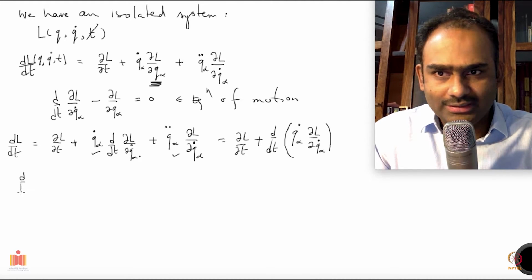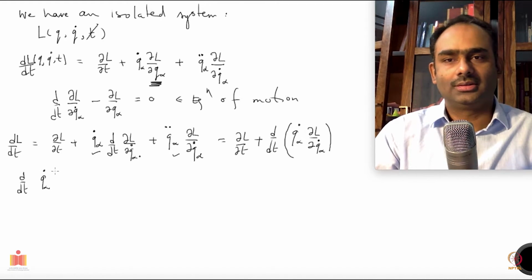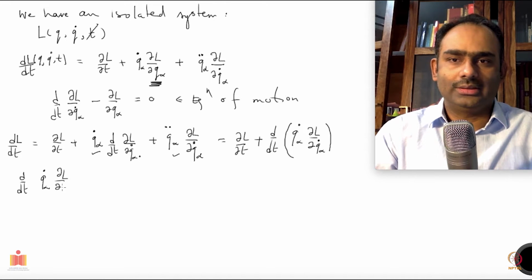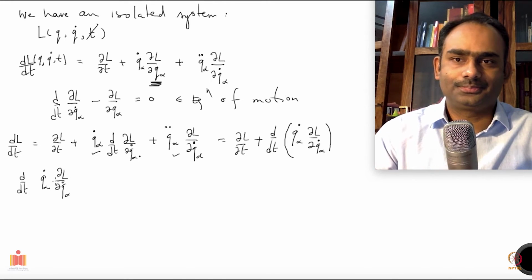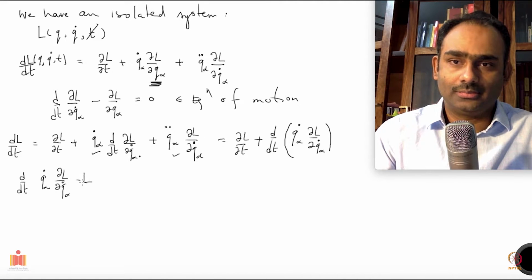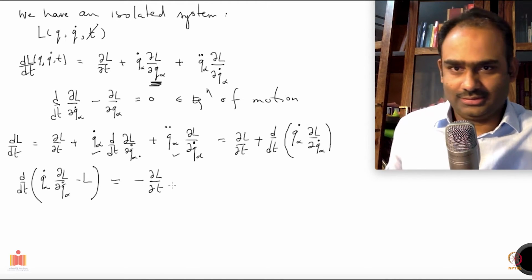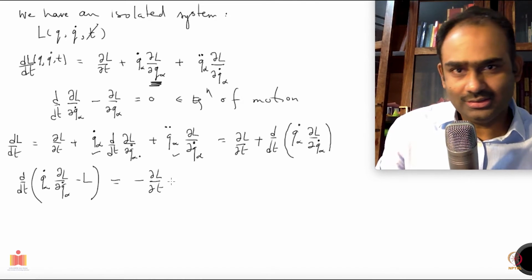d over dt of q alpha dot, delta L over del q alpha dot, minus L, and that equals minus del L over del t, and that is correct. Yes, so I've taken the del L over del t to the other side.